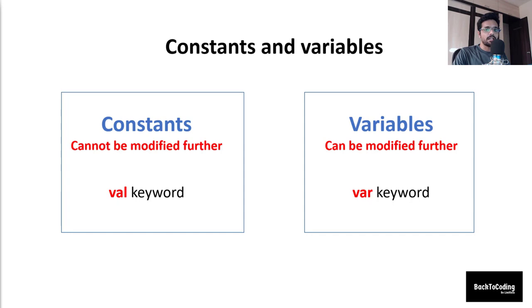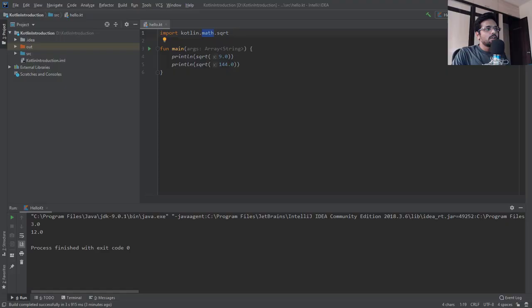Third, we will see how to declare a constant and a variable. The number or anything which is declared as a constant cannot be further changed or modified. Similar to final keyword in Java, you have val keyword in Kotlin to declare a constant. For example, here it shows val cannot be reassigned. That means once you have declared a constant, you cannot change its data.